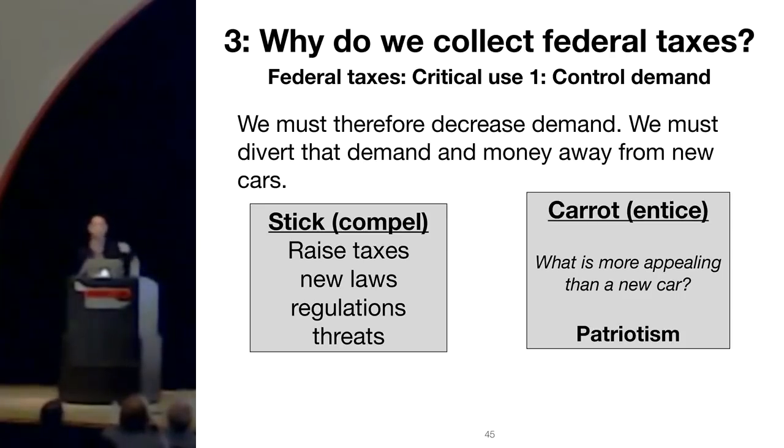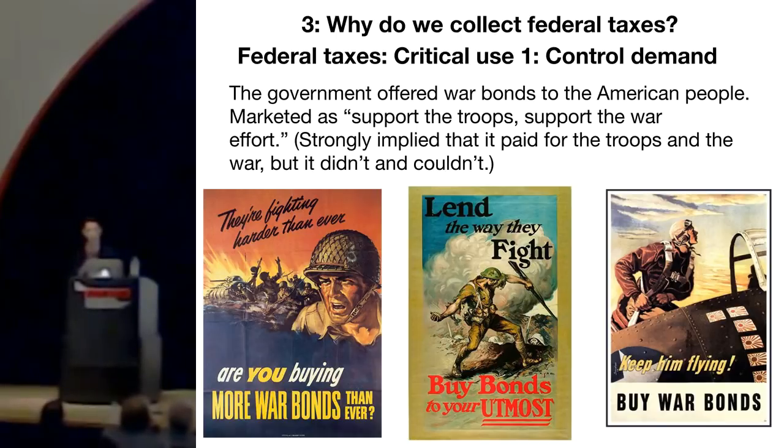What is more appealing than a new car, so that people use their money for that instead? During the war, the answer is patriotism. The government offered the people war bonds. They were marketed as support the troops, support the war effort, but as we now know, they didn't pay for anything. They didn't actually pay for things, even though it was very strongly implied that they do.